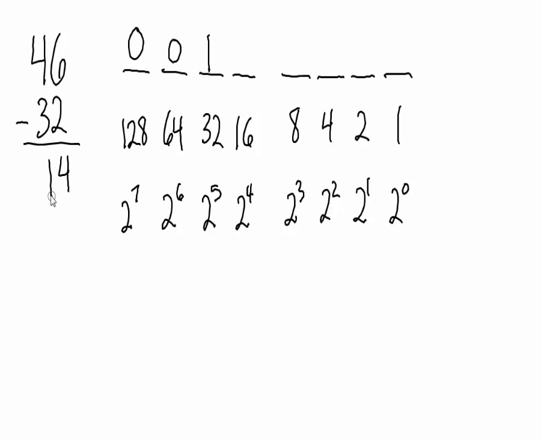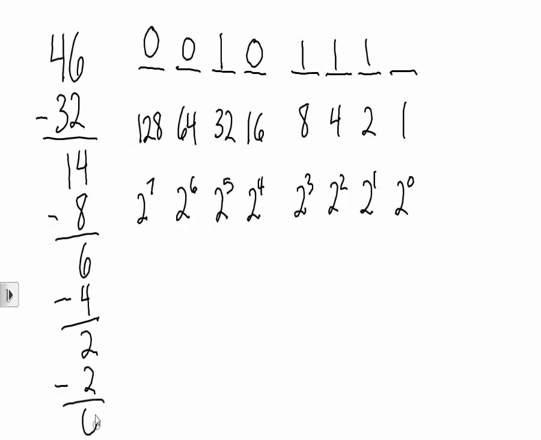Now our new number we're working with to see if it fits is 14. We look at the next space. 16 does not fit into 14, so we have to put a 0 there. And go to the next space. 8 does fit into 14, so we put a 1 there, subtract 8 from the 14, and get a remainder of 6. 4 goes into 6, so we'll put a 1 there, subtract 4, leaving a remainder of 2. 2 goes into 2, subtract 2 from that, and we get a remainder of 0. 1 does not go into 0, so our last bit is a 0.